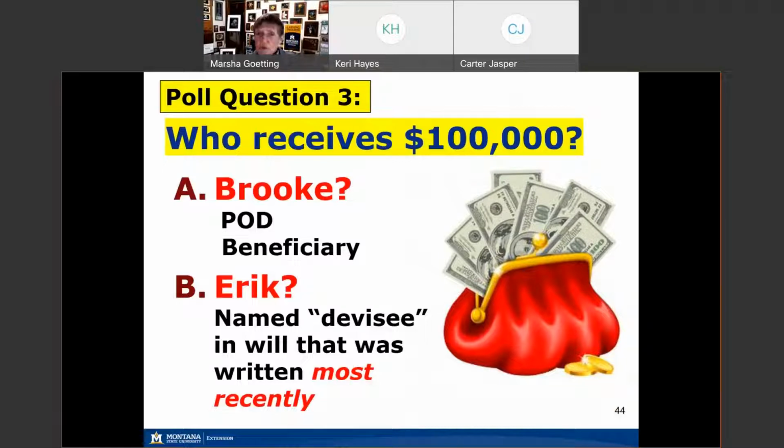Now, Brooke's the POD beneficiary. Eric was named as the devisee. That's a word you'll find in your will, the devisee. And that will was written after the POD beneficiary. So which one takes priority? Okay, so we're going to give you a little more time this time. Very easy, only 2 choices. And I want to see more than 81%. No, I want to get that 81% down further so that we have more participating.